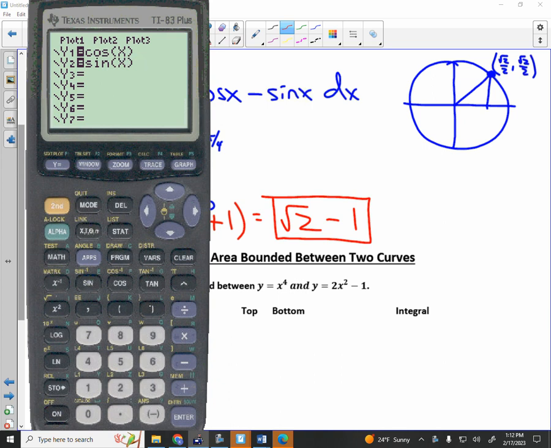If I graph sine of x and cosine of x, what are the maximum and minimum values? If I go into window, I can change my y values to -2 and +2. That will be plenty to be able to see. And then my x values, pi over 4. If you take pi, which is 3.14, and divide that by 4, you're going to get a value less than 1. So if I just make this graph -2 by 2 all the way across, I'm definitely going to see this.